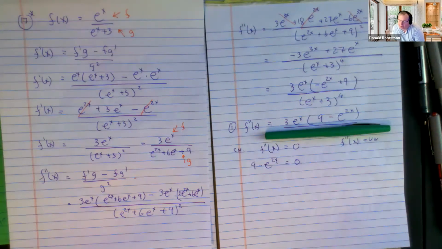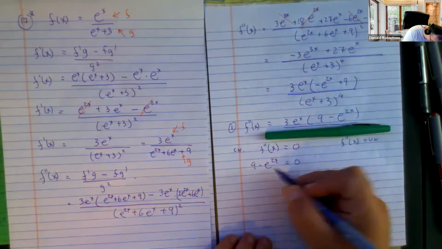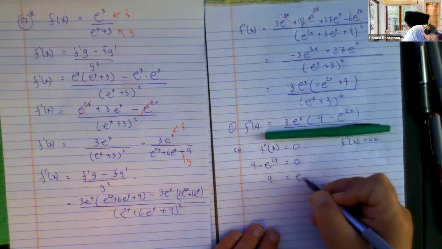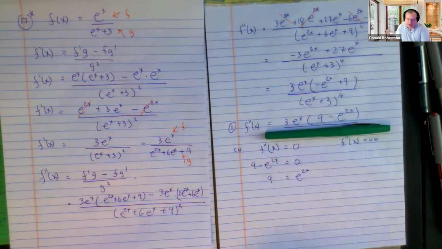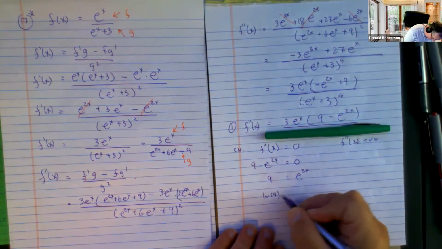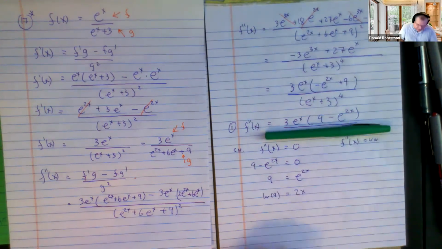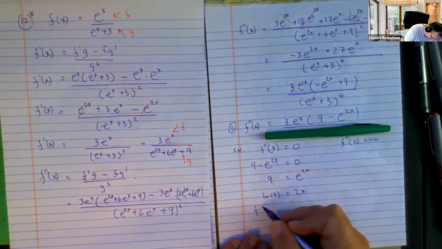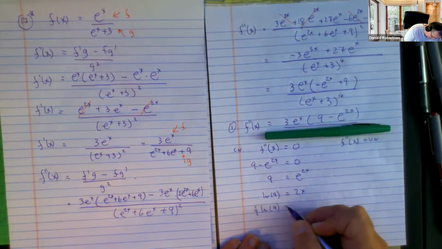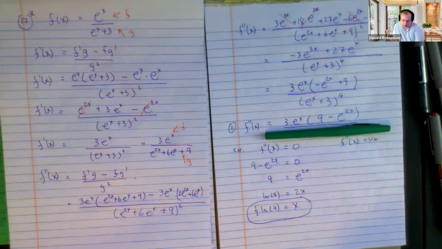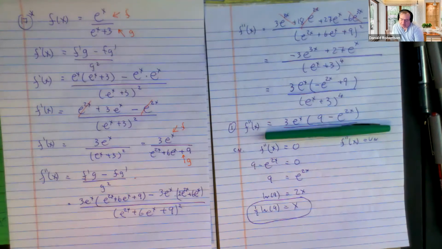So that doesn't count. Now, if you want to find out when does this happen, it's going to happen when 9 is equal to e to the 2x. That's going to happen if you take the natural log of both sides, when that is true. And so that ugly value of x is where the second derivative is 0.